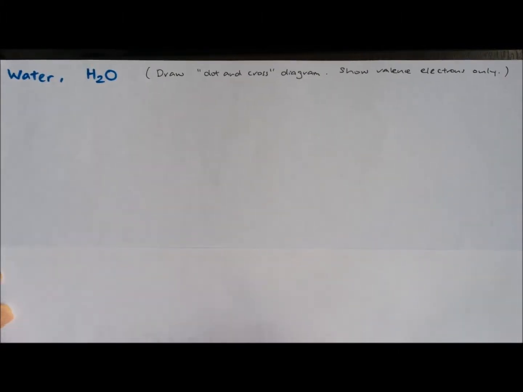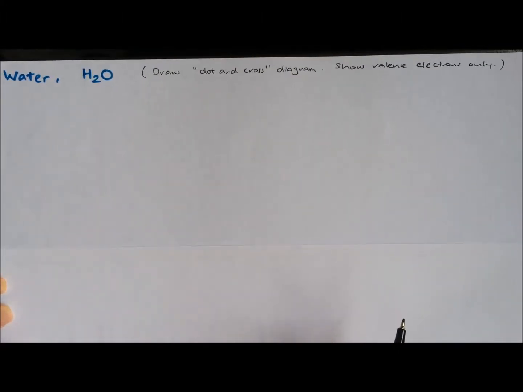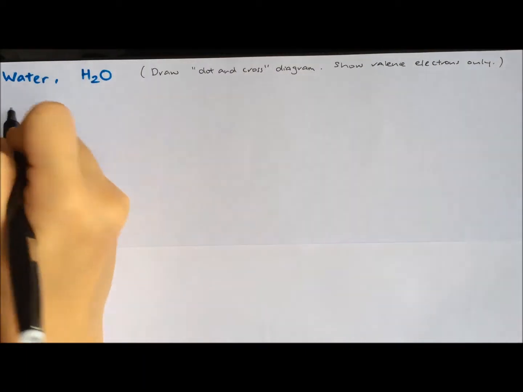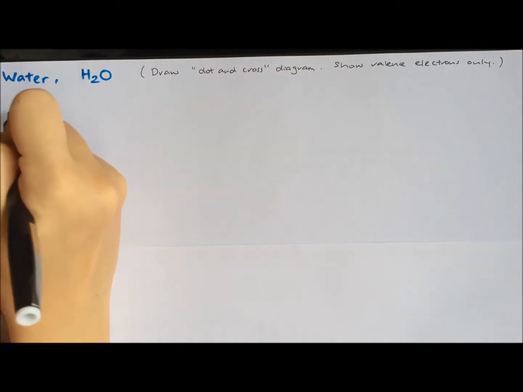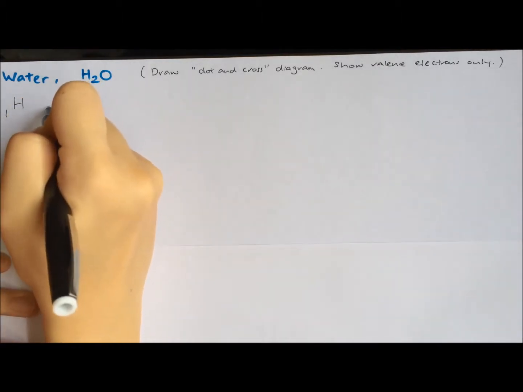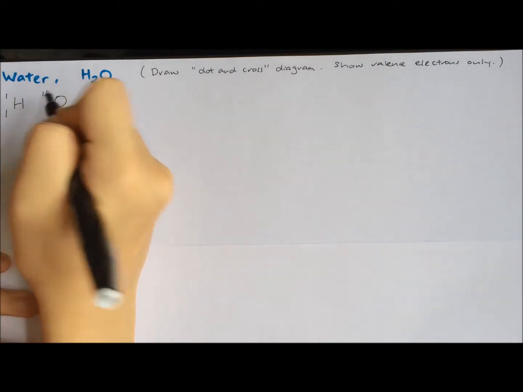For this next part, we're going to talk about covalent compounds. How do we draw the dot and cross diagram? Covalent means non-metal and non-metal. So in water, hydrogen and oxygen are both non-metals.